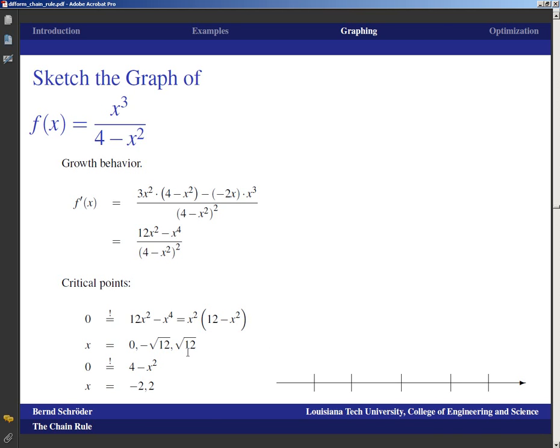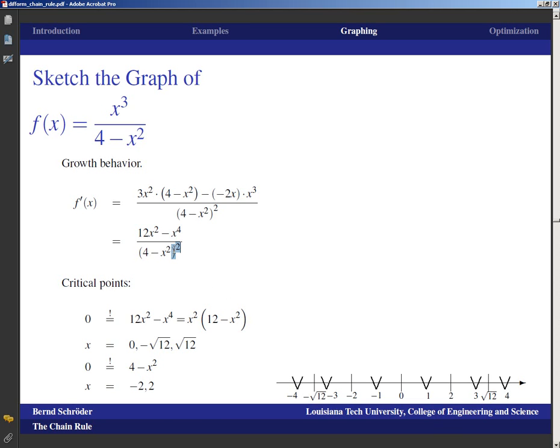So let's see. Root 12 is less than root 16, so it's less than 4, but it's certainly more than root 4. So the leftmost one should be negative root 12, then comes negative 2, then comes 0, then comes 2, then comes root 12, and we'll need checkpoints in all the areas. Something to the left of negative root 12 is negative 4, something between negative root 12 and negative 2 is negative 3, negative 1 is between negative 2 and 0, 1 is between 0 and 2, 3 is between 2 and root 12, and 4 is to the right of root 12. And then we have to plug that into the derivative. Oh goodness, let's see.